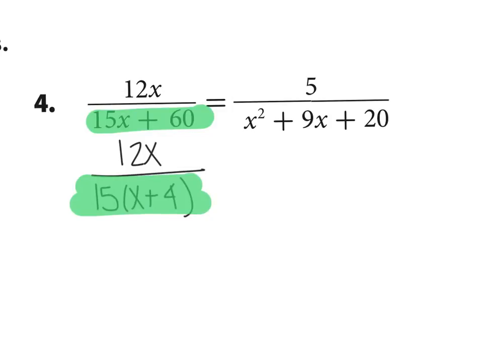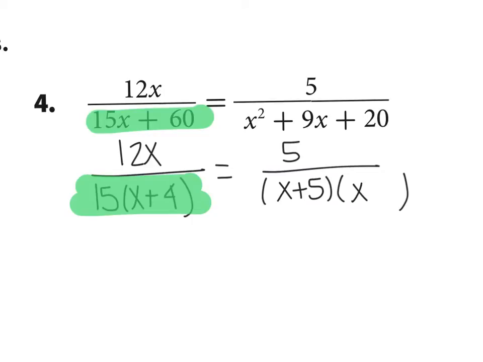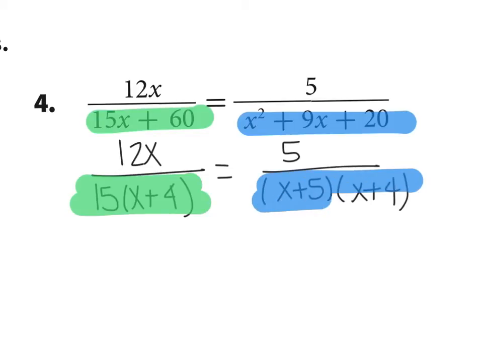And then that equals, on top I still have 5, and I need to factor x squared plus 9x plus 20. So if I'm going to factor that, I need to think about what numbers can I multiply together that will give me 20, that I can also add together, and will give me 9, and that becomes x plus 5 and x plus 4. So when I factored x squared plus 9x plus 20, I got x plus 5 and x plus 4. So now I need a common denominator.